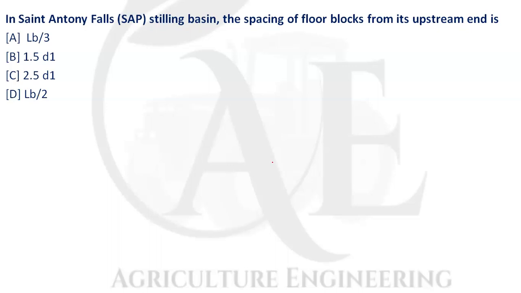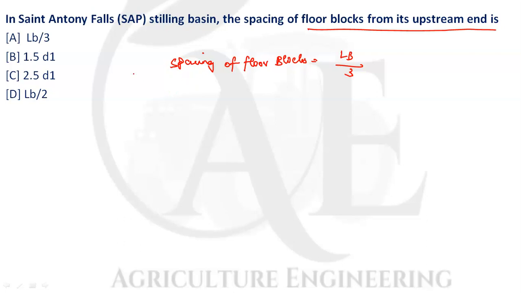In St. Anthony Falls stilling basin, what is the spacing of floor blocks from its upstream end? We want to find the spacing of the floor blocks. So spacing of floor blocks should be LB by 3. So this is the first one. And second one, the length of the stilling basin can be written as LB is equal to 4.5 D2 divided by F to the power of 0.38.